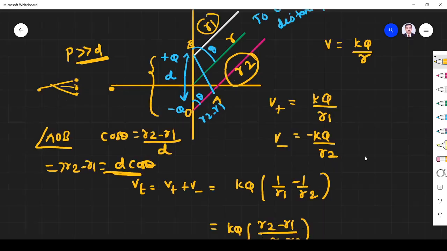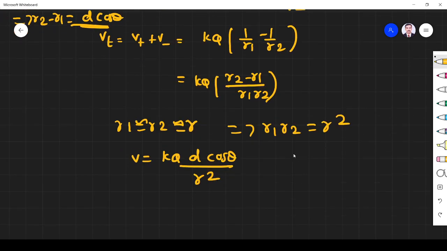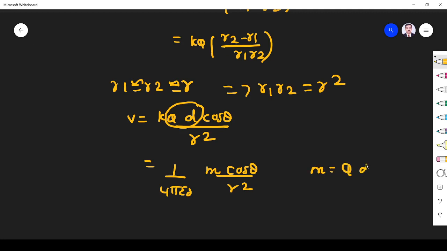Okay, we substitute there. So what is my total V? Total V is equal to KQ, R2 minus R1 is what we just found, D cos theta, and R1 R2 is R squared. So KQD cos theta by R squared. Okay, so we know that QD is equal to M, and K is 1 by 4 pi epsilon naught, that we know. QD is equal to M, which is nothing but our dipole moment. So M cos theta divided by R squared, where M is equal to QD is known as the dipole moment.